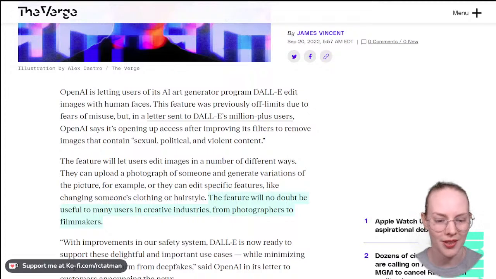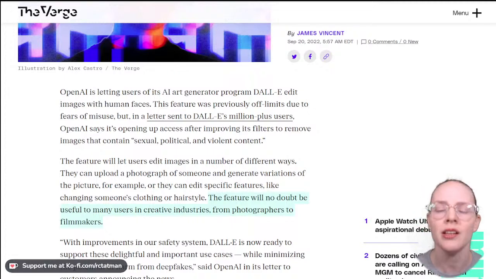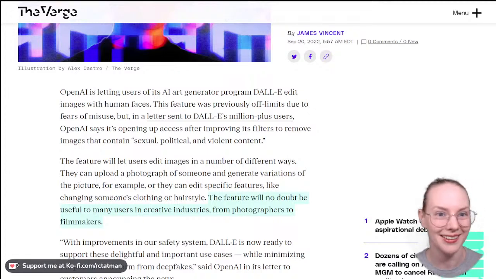Also, this rhetorical thing just drives me up the wall, right? Where people are like, there's a feature. It's going to be really helpful for these people we haven't talked to. They're going to love it. Like, what? Maybe. Or maybe it won't be.